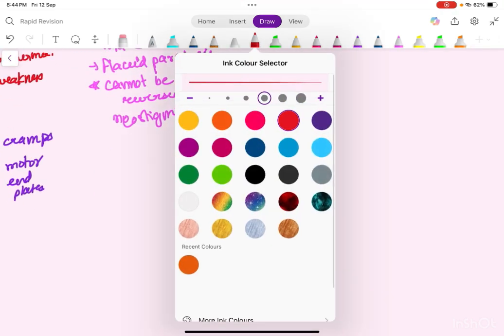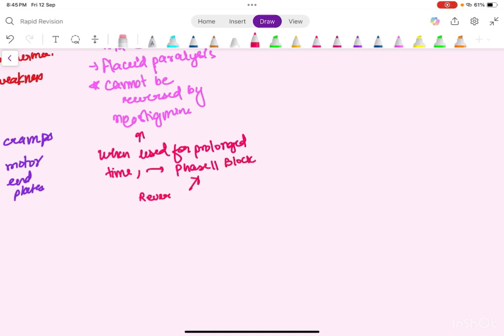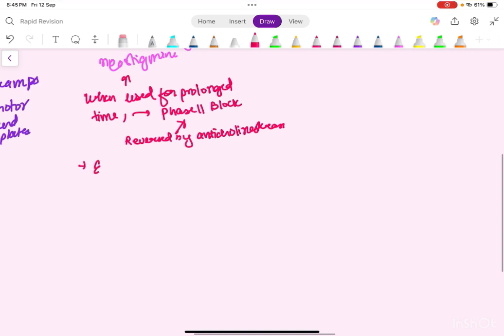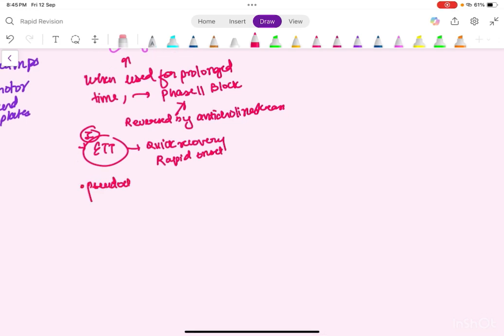Basically when it is used for a prolonged time, this block converts into a phase 2 block, which is reversed by anticholinesterase. Now one question that is most commonly asked is which muscle relaxant is used during endotracheal intubation. That is succinylcholine. Okay, because why? Because it gives a rapid onset and a quick recovery. Then you also know that it is metabolized, as the name is telling you, by pseudocholinesterase.